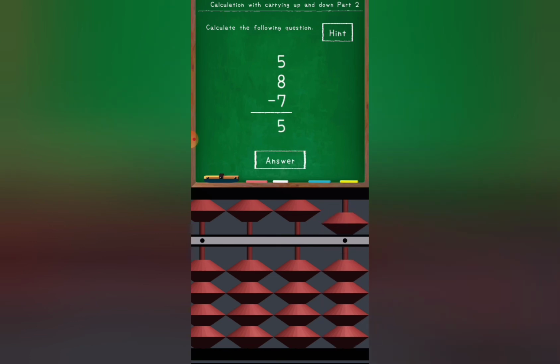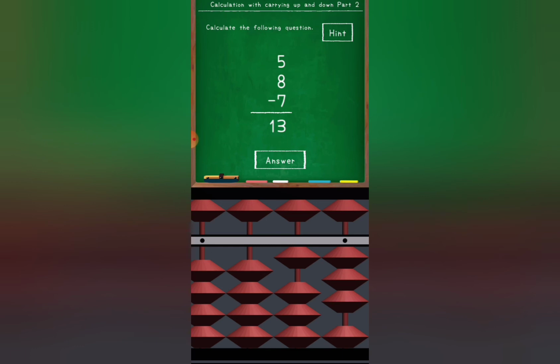Next, 5. Again, 8: 1, 2, 3, 4, 5, 6, 7, 8. Then minus 7. Again, I am going to use the big friend formula, so minus 10 plus 3: 1, 2, 3. This is my answer. Again, 5, 6, 7 plus 6: 1, 2, 3, 4, 5, 6. Then minus 8 means again I am using the big friend formula, minus 10 plus 2: 1, 2.